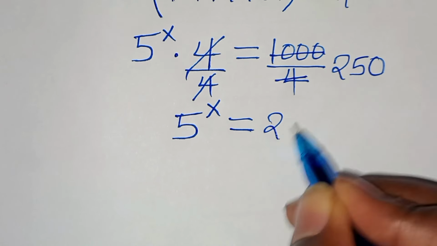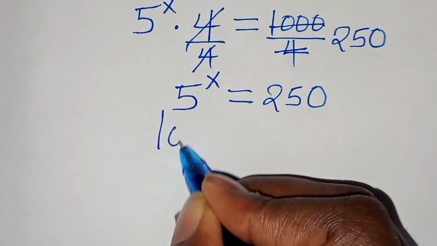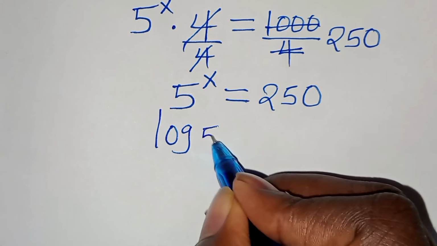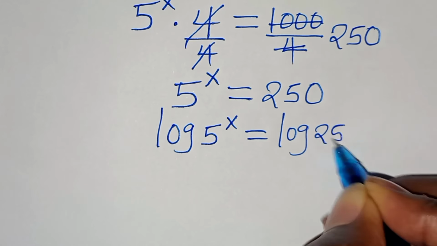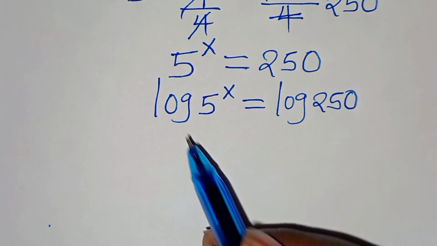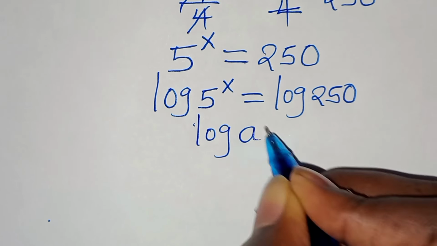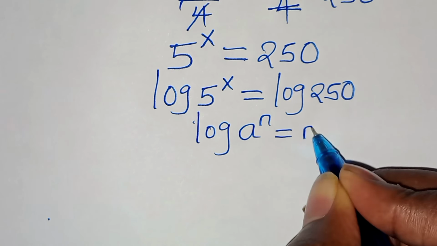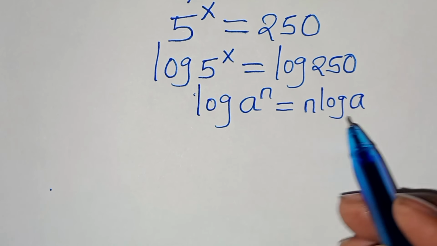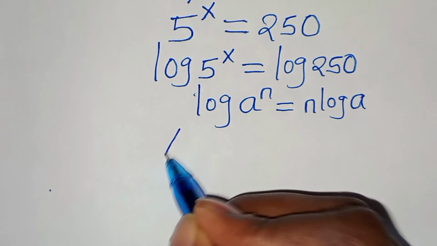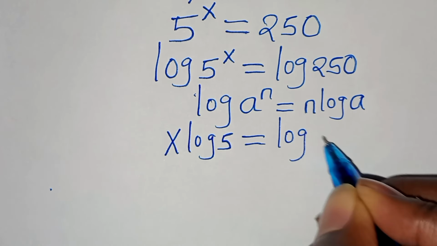So here we have 250. To solve for x here, we introduce logarithm on both sides, so that we have log 5 to the power of x equal to log 250. The next step is that log 5 to the power of x is in the form of log a to the power of n, which we can express as n log a. Now, applying this power rule property of logarithm, log 5 to the power of x becomes x log 5. This is equal to log 250.